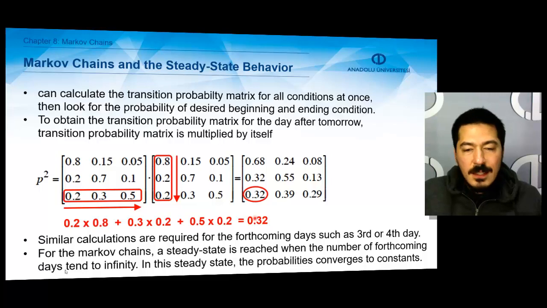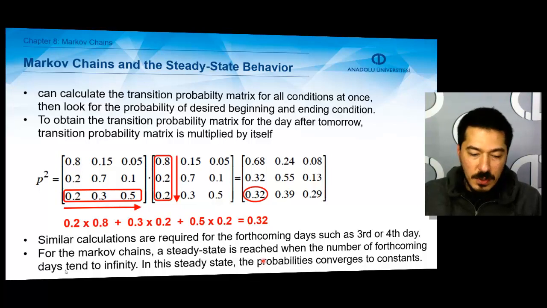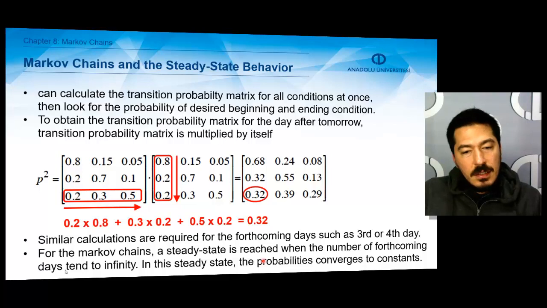For Markov chains, a steady state is reached when the number of forthcoming days tends to infinity. In the steady state, probabilities converge to constants. That means in the long term, the probabilities of a transition become stable, become constant, it becomes steady. Steady state is normally achieved when the number of forthcoming days tends to infinity.